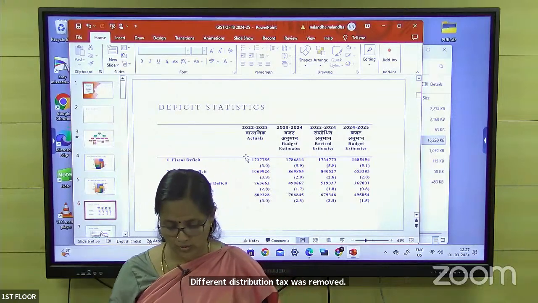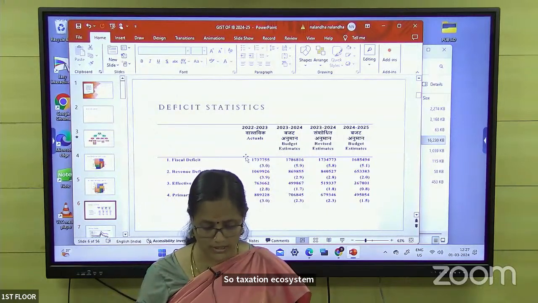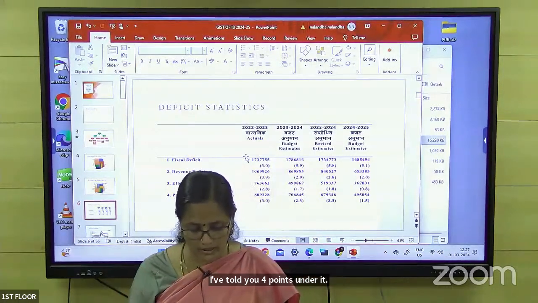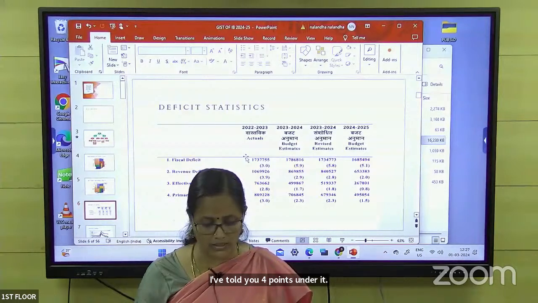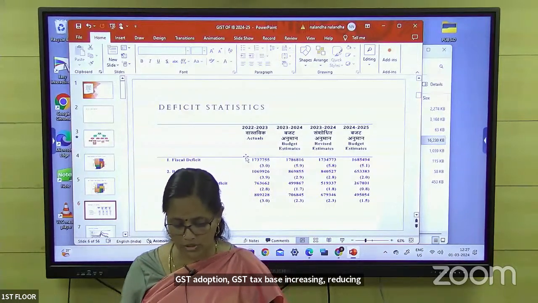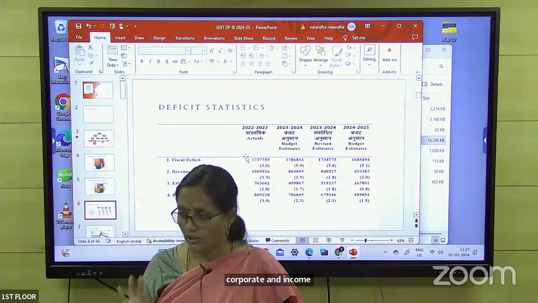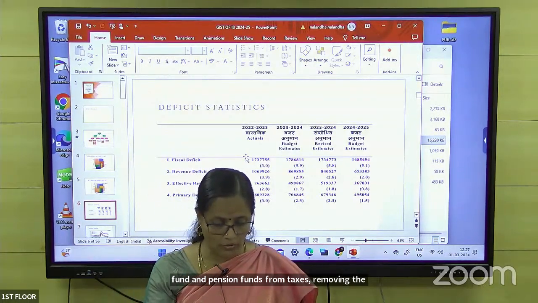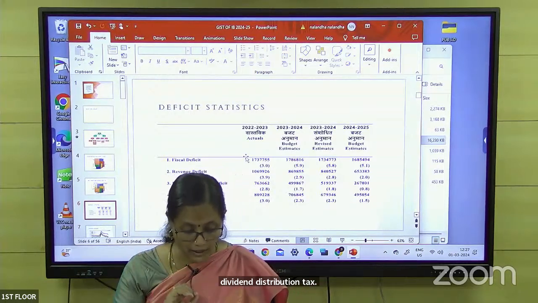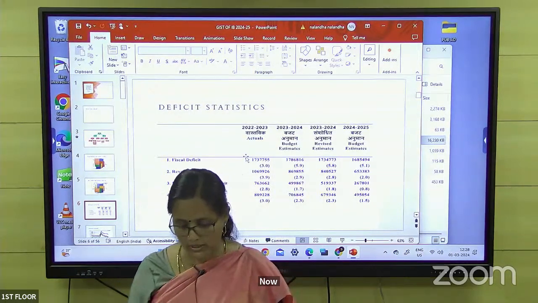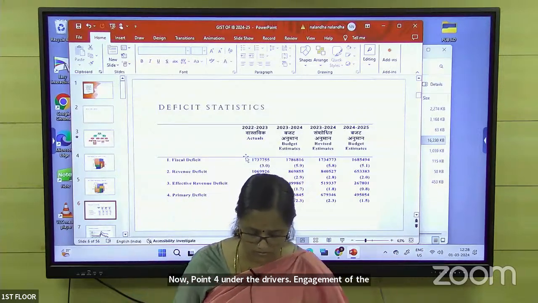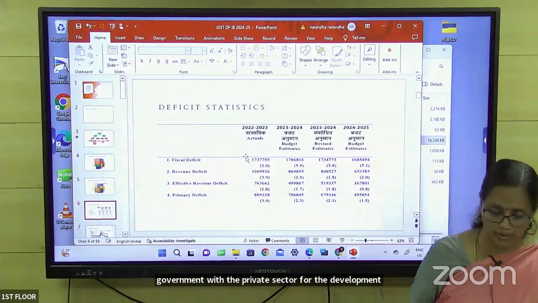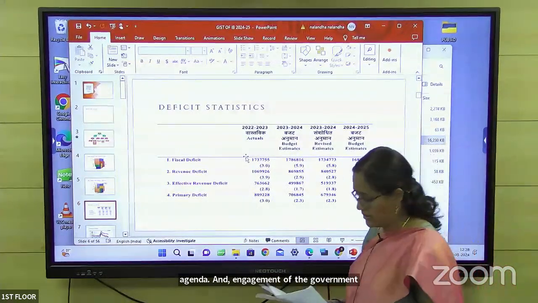So the taxation ecosystem has undergone substantial changes. I've told you 4 points under it: GST adoption and the increased GST tax base, reducing corporate and income tax, exemption of sovereign wealth funds and pension funds from taxes, and removing the dividend distribution tax. Now, point 4 under the drivers: engagement of the government with the private sector for the development agenda.